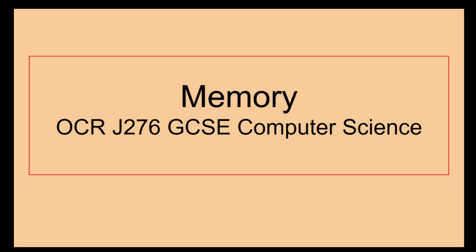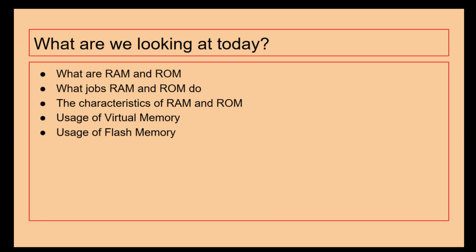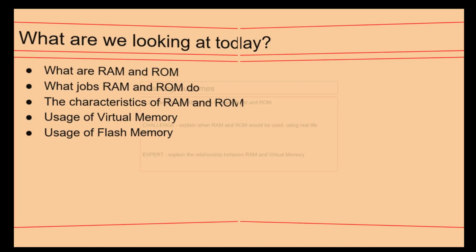Hello there and welcome to the memory video of OCR J276 GCSE Computer Science. As you can probably tell by the title, today we are looking at different types of memory. So specifically we're looking at the RAM and the ROM, what they do, the characteristics of them, and then having a look at the usage of both virtual and flash memory.